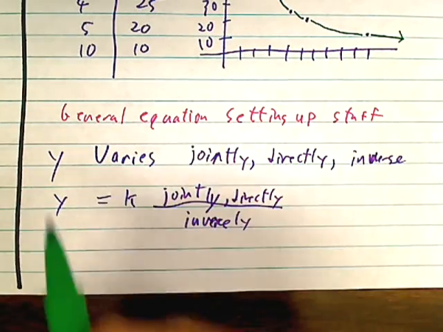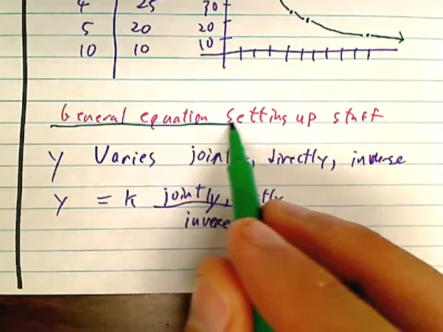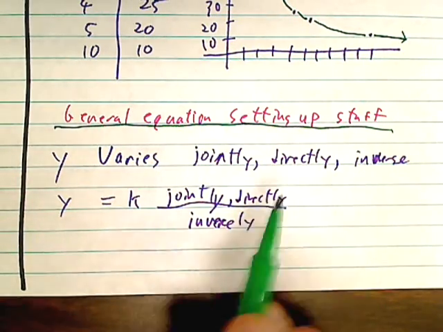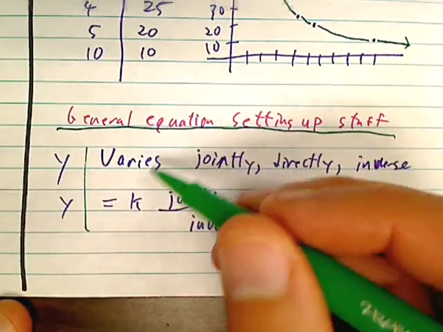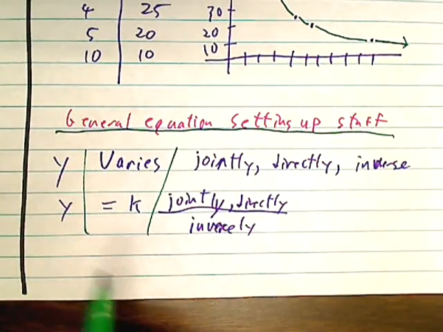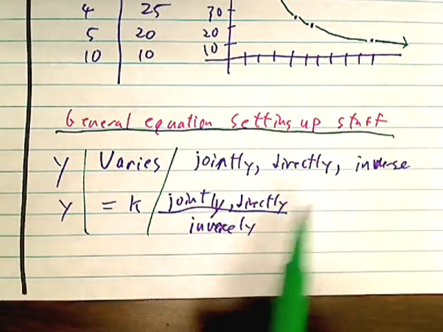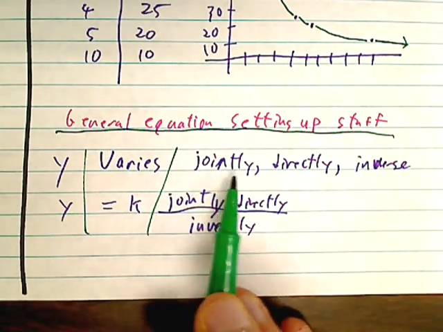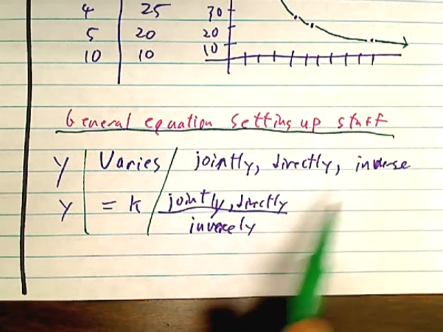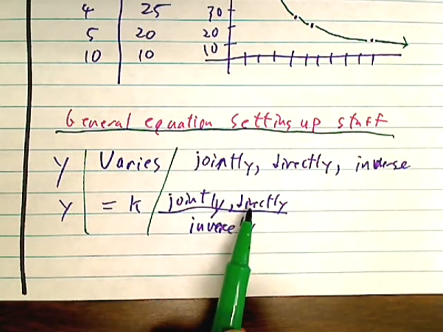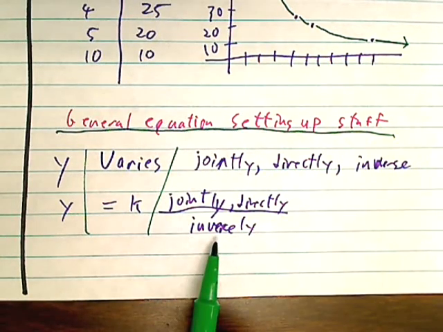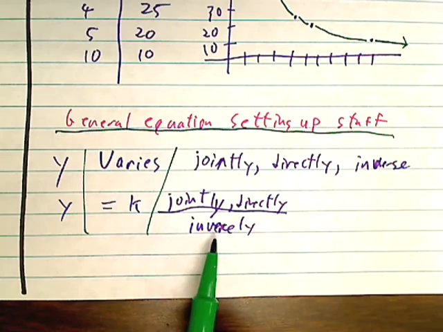So general equation setting up stuff. You'll read through the problem. It'll say blah, blah, blah. When you see varies, you write equals k. That's important enough to section off. So some variable varies, and it'll say jointly or directly or inversely. Or it might just say one of those things. It might say all three or just a couple. When it says jointly and directly, put it in the numerator. Anything that says inversely, put it in the denominator. If it doesn't have inversely, you just won't have a fraction. But if it does, it's got to be there.